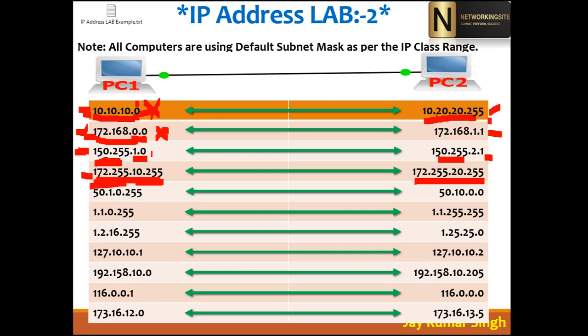If one host part is different, then it will communicate. Network part must match. That is the condition. But all host parts cannot be the same. If all host parts are the same, then the IPs will match and they will conflict.